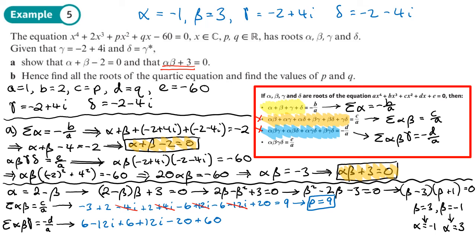Right, before I start adding stuff, is there anything that cancels out? Well, the 12 i's go. So what have I got? 6 plus 6, 12. 12 minus 20 is -8. And -8 plus 60 is going to be 52. Okay, this is what -D over A is. Okay, what does that mean? That means that D is 52, which means that Q is 52.